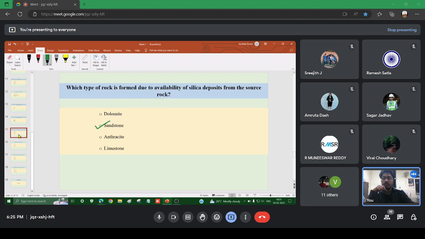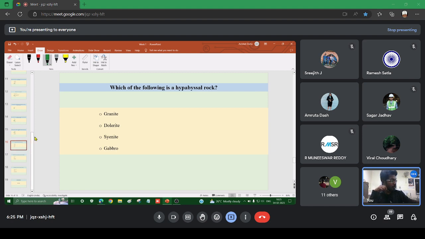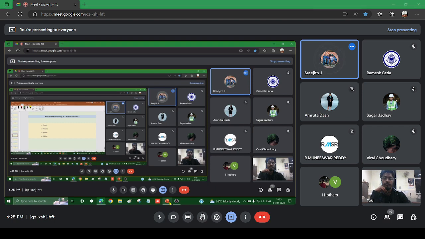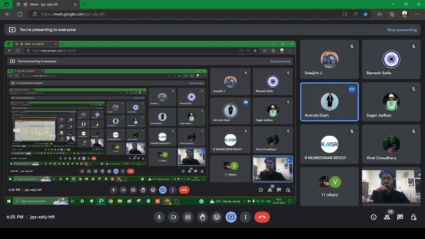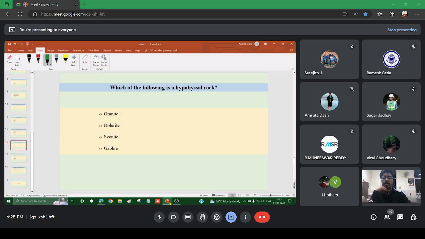Next question. Which of the following is a hyperbasal rock? Sir, dolerite. Dolerite. Okay. Sir, it's granite. Granite. Who said dolerite? Me, sir. Amrita. Anyone else? No idea. Sir, granite, sir. Granite. Okay.